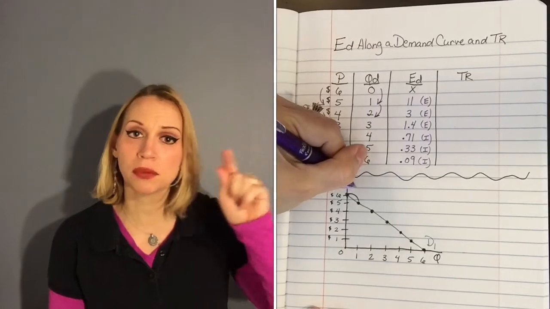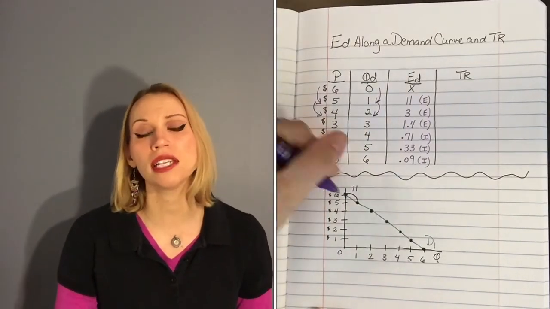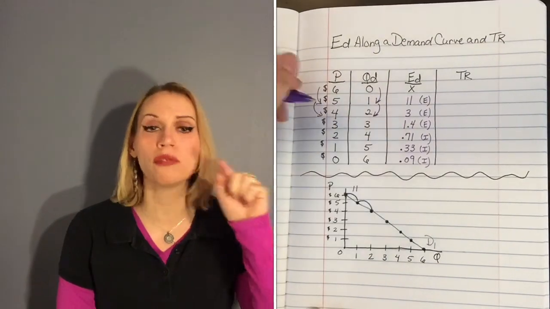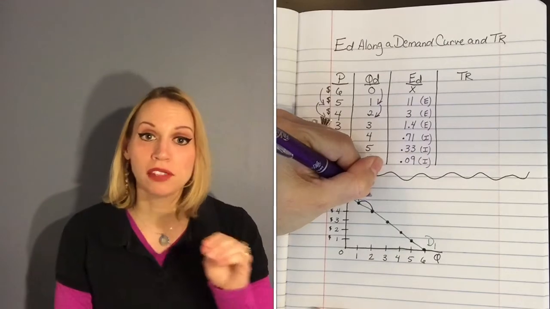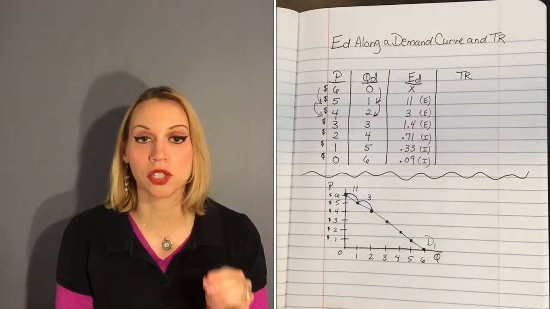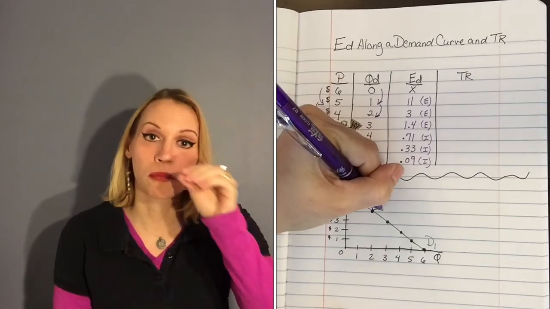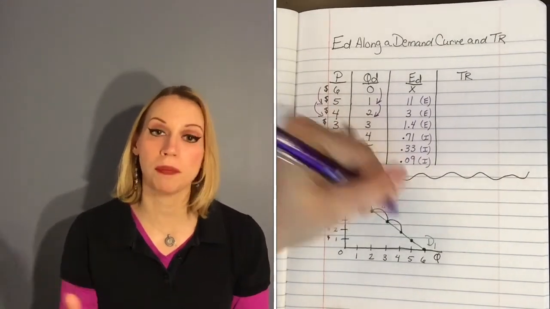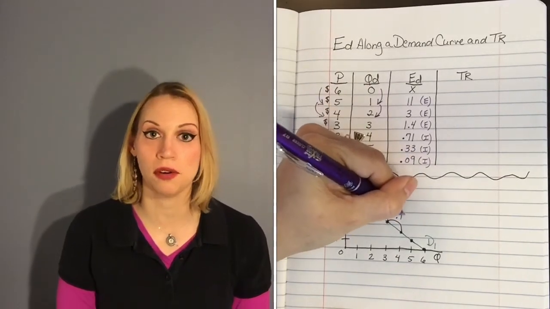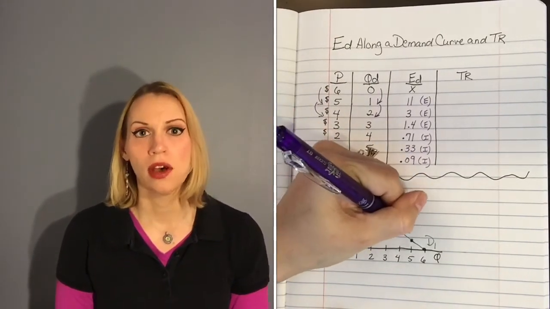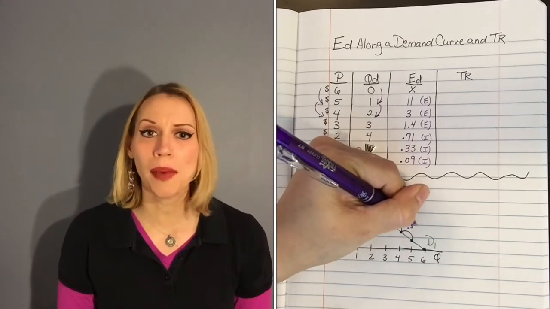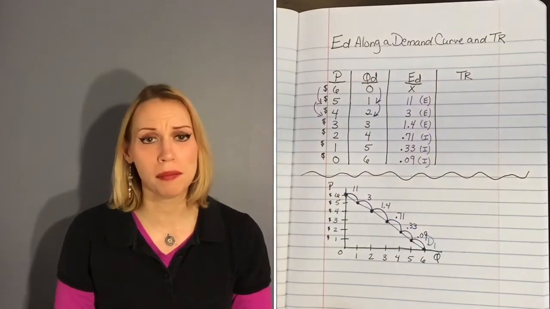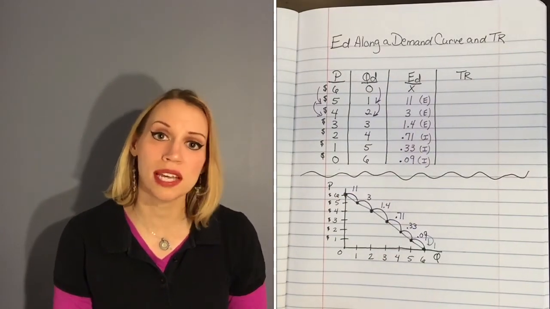So from the price range of $6 to $5, our elasticity coefficient was 11. So what we're going to do is we're just going to put an 11 over that price range. From $5 to $4, our elasticity coefficient was 3. So we're going to put a 3 right there over that price range on our demand curve. So as we continue down our demand curve, putting our elasticity coefficients at the correct price ranges, we notice that everything on the top half of the demand curve looks like it's all greater than 1, and everything on the bottom half of the demand curve looks like it's all less than 1.